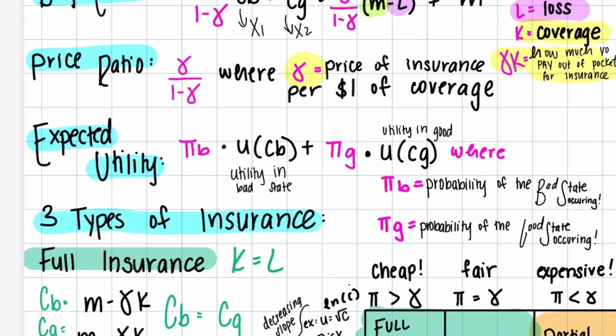Then in this topic, we might have to use the expected utility equation. We have pi. Pi is now probability. So pi b is probability of a bad state occurring, where pi g is the probability of the good state occurring. In order to calculate our expected utility, we're going to do the probability of the bad state times our utility in the bad state by plugging in the value of CB. And then we add the probability of the good state times the utility in the good state, where we plug in the value of CG. And we'll go through how to use this equation.